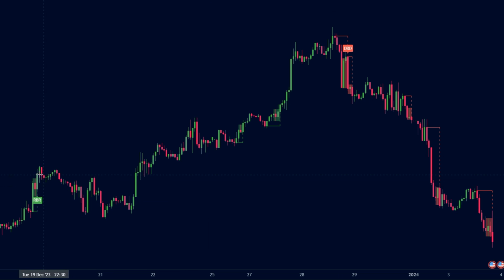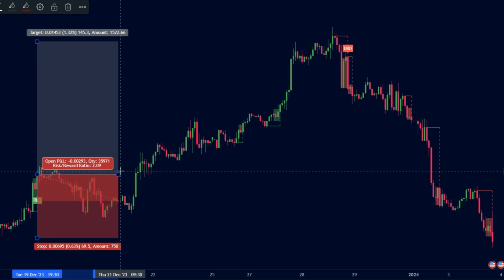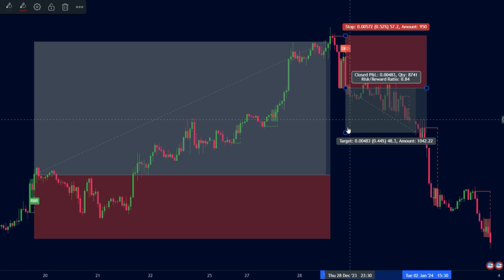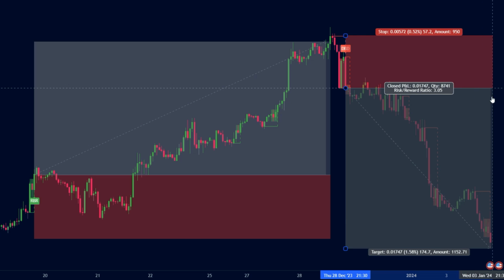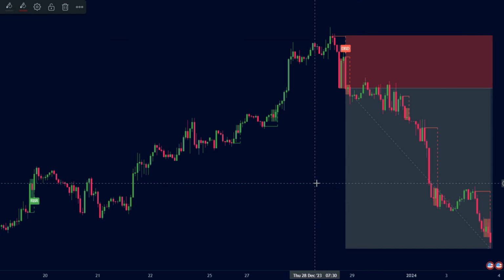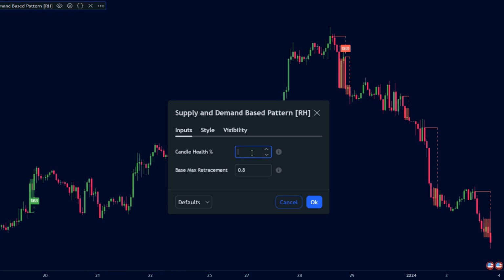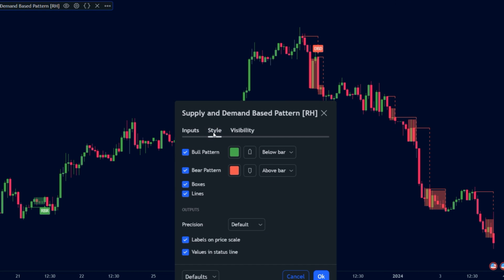Time to test drive this powerhouse in action. As you saw with the EUR/USD, this beauty already whispered 2 profitable trades. Let's peek under the hood and fine-tune it for your mastery. See how the indicator identified trend turning points? Cool, right? Now, let's give it a personal touch. Tweaking candle health to 20 makes it more responsive to recent price changes, while setting base max retracement to 1 adds precision to potential reversal zones. Play with colors and styles in the Style tab, but remember, mastering comes with practice.